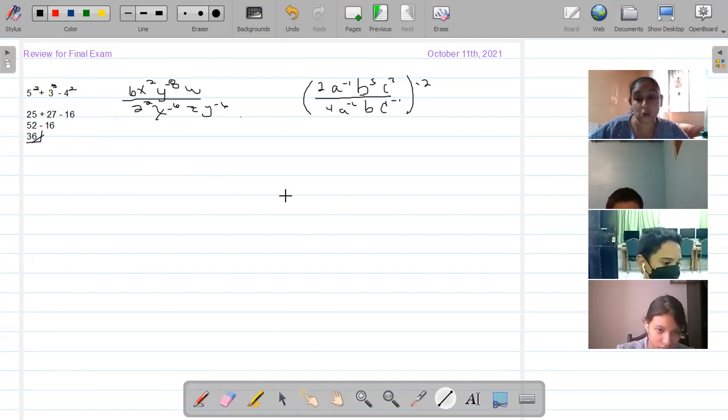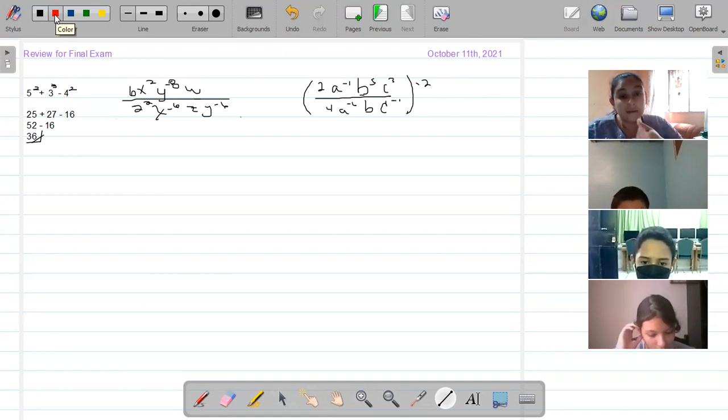Okay, now next one, just to refresh your memory, I will be solving this one for you just to refresh your memory on what you are going to do, because one exercise like this also is coming on the exam. So we have 6x squared times y to the negative 8th power times w, everything over 2 to the square x to the negative 6th power times z times y to the negative 6th power. Okay, so we have negative exponents.